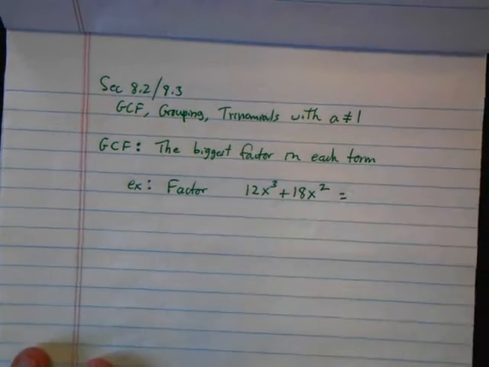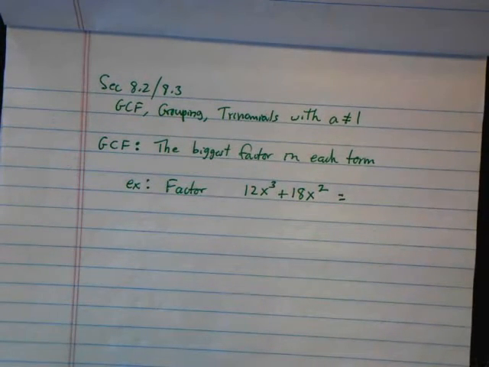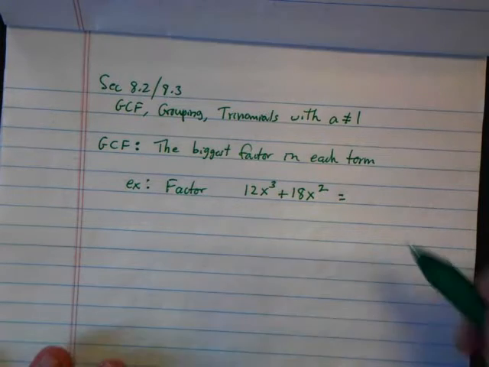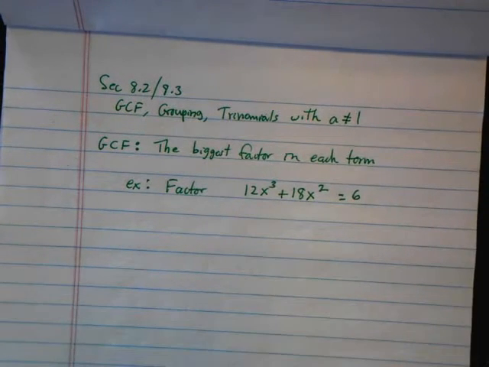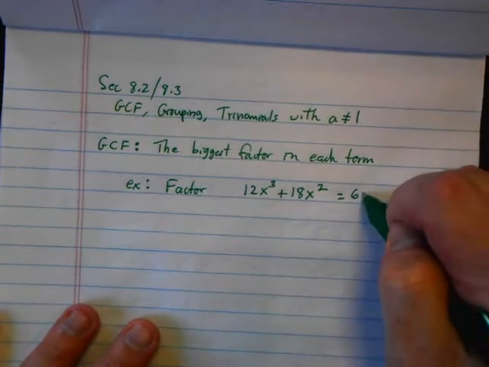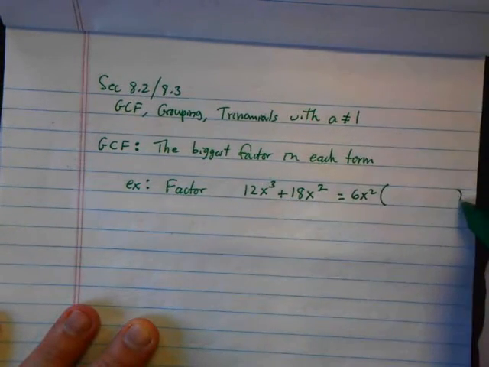So you start with the numbers, 12 and 18. What's the biggest factor that 12 and 18 have in common? What's the biggest thing that can divide 12 and divide 18? 6. So I put a 6 there. And then you look at the x's. You've got an x cubed and an x squared. What do they have in common? X squared is always the smaller of the two exponents. So you put an x squared here. And then you put a parenthesis.